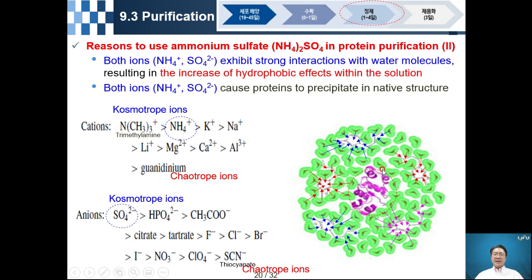So both ions cause the protein to precipitate in native structure. That's why we use ammonium sulfate in protein purification, because we can cause proteins to precipitate in native structure. That's why all companies use ammonium sulfate in protein purification.